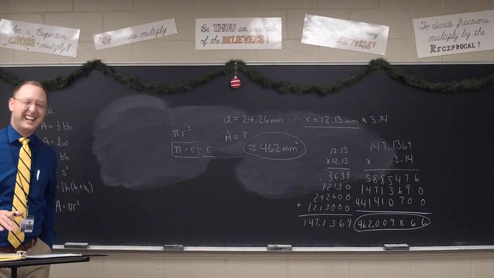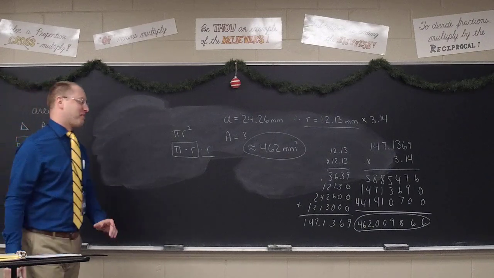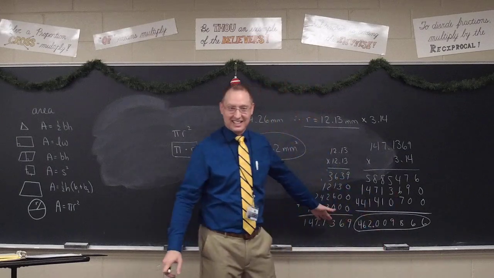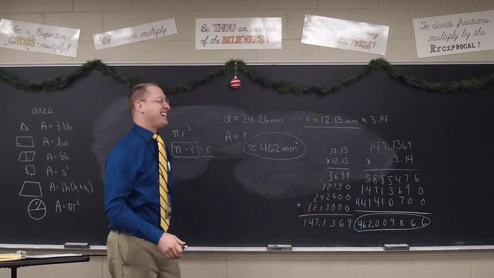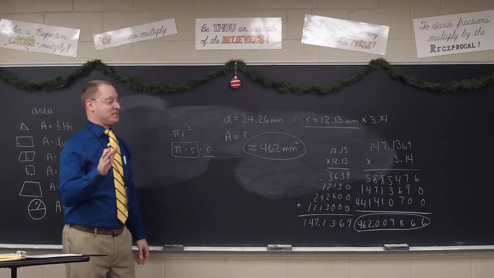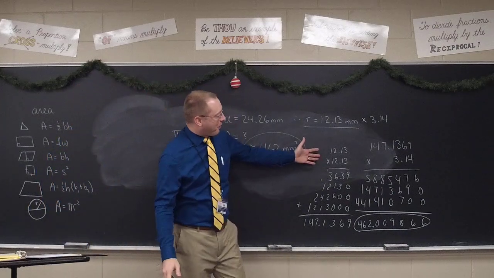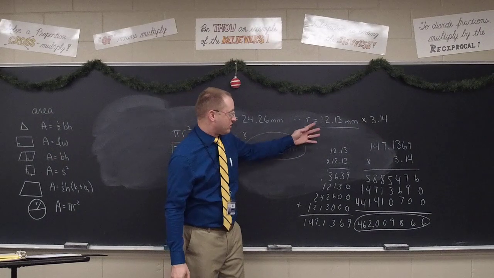Pencils down. Did anybody get 462.009866 like I did? That was one off. One off, all right. I was 100 off. 100, I mean, that's a big problem. I was too. All right, so what we do, we multiply the 12.13 by 12.13, which is 4 digits.